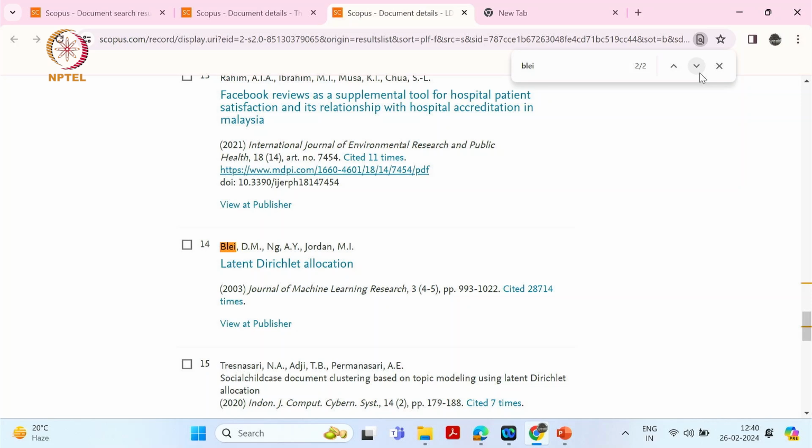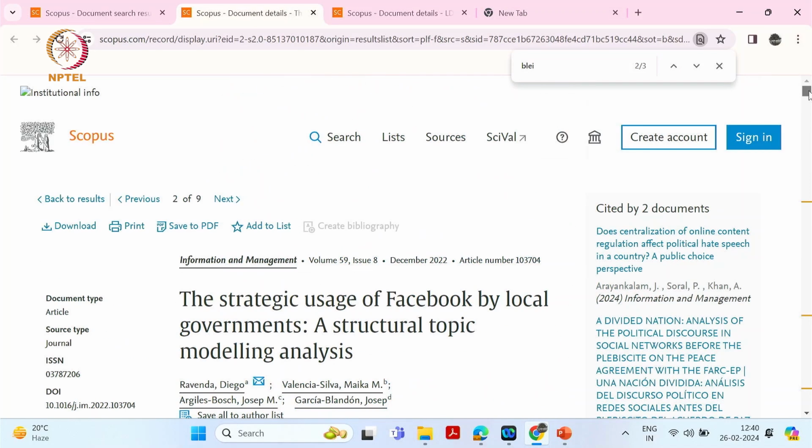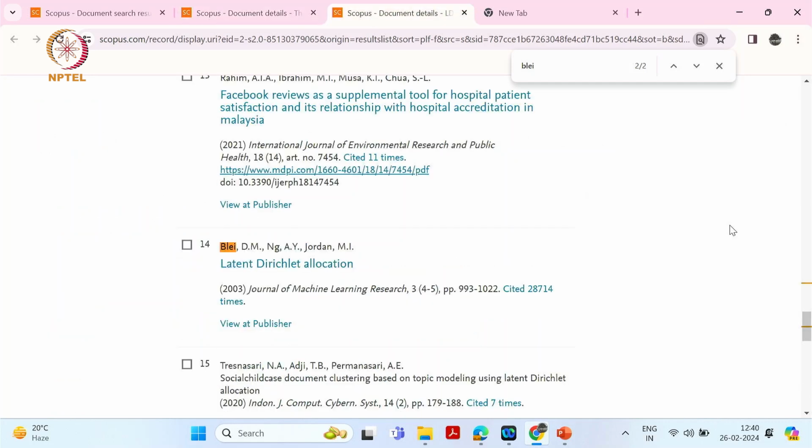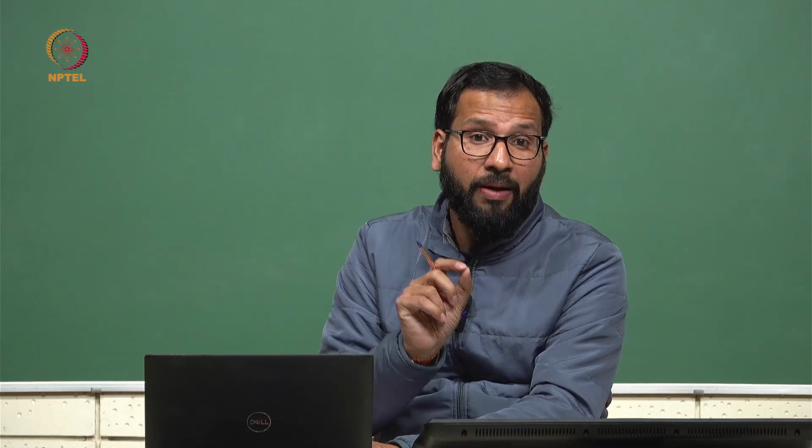Okay, but when we were talking about bibliographic coupling, we were saying that the paper "The strategic usage of Facebook by local governments: a structural topic modeling analysis" and this paper, "LDA based topic modeling on hospital Facebook posts", these two papers are bibliographically coupled. Okay, so this is the common difference. Many times we get confused between bibliographic coupling and co-citation analysis.